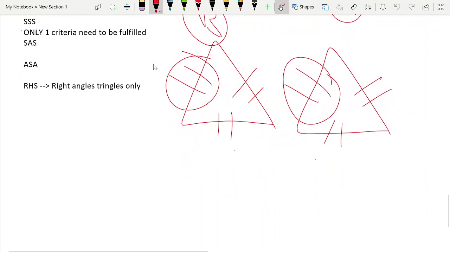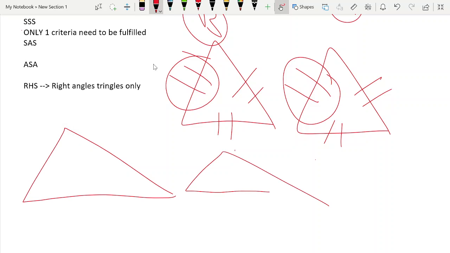Also, we've got SAS, meaning side, angle, side. If you've got a triangle like that, and this side is equal to this side, and this side is equal to this side, and if these two angles are equal, then this means that these two triangles are congruent. When we're talking about side, angle, side, we're talking about the angle which is between these two sides, okay?